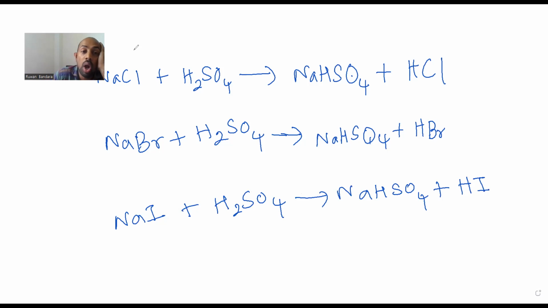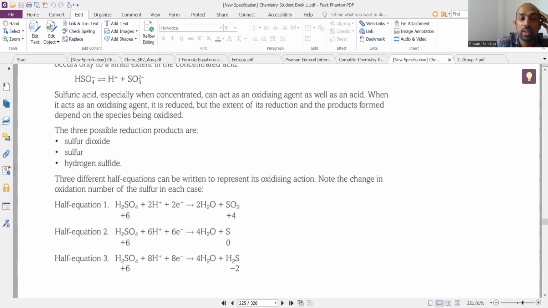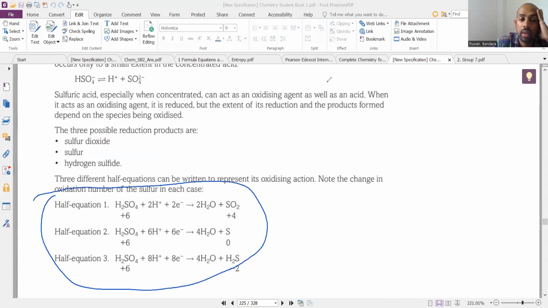So all three sodium halides react with the sulfuric acid to form steamy fumes. That is the first observation. So steamy fumes because of HCl, HBr, HI. Yes. Right? Then we just wrote these three equations about sulfuric acid. Okay. Yes.